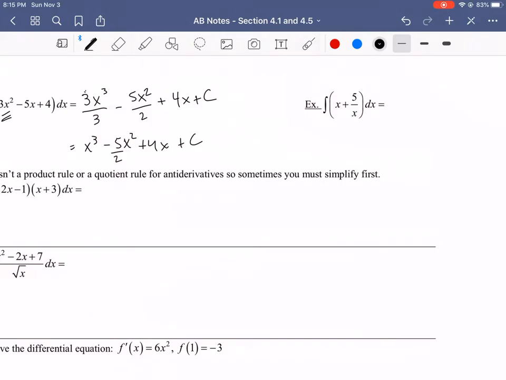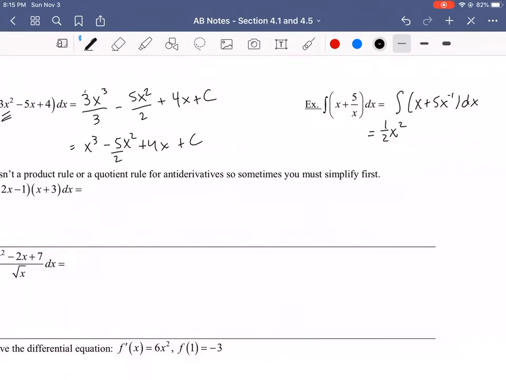Okay, on the next problem just to the right here, the 5 over x is a problem. We cannot use the power rule if the x is in the denominator. So the first thing we need to do is rewrite this as x plus 5x to the negative 1. So taking the antiderivative one term at a time, the antiderivative of x will be 1/2 of x squared, or x squared over 2 if you want to say it that way.